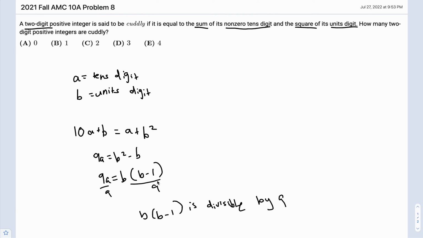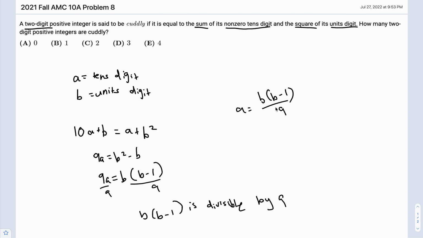Okay, so we have this equation right here, right? We have A equals B times (B minus 1) divided by 9. From here, we can plug in all the possible values for a units digit, that is the numbers 0 through 9, and see which of them are divisible by 9.